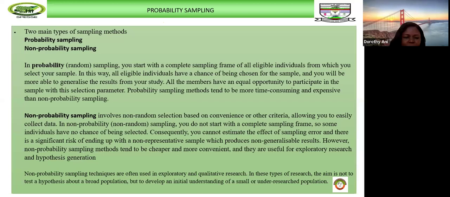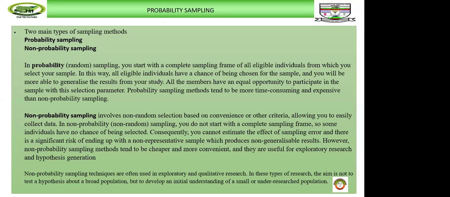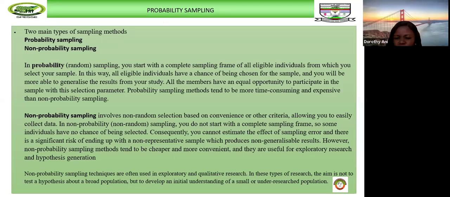However, non-probability sampling methods tend to be cheaper and more convenient, and they are useful for exploratory research and hypothesis generation. So it's still not bad, because it tends to be cheaper since you are doing it at your own convenience, and then you can use it, maybe not for very strong research, but for exploratory work or hypothesis generation.